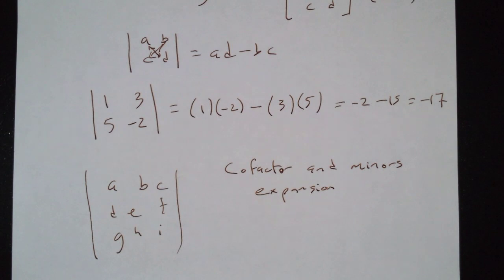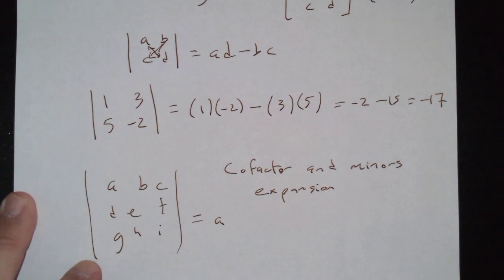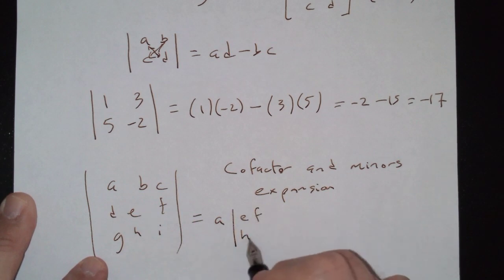Now, what normally I would tell you is you pick any row, any column. But I'm going to make a specific choice. I say we're going to go across the top row. What we're going to do is take each thing in the top row one at a time, and cross out everything else in that row and that column. So I take the A, and if I cross out the B, C, the D, and the G, I'm left with these four: E, F, H, I.